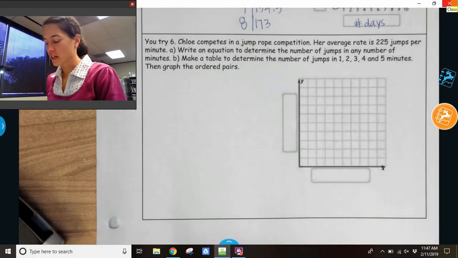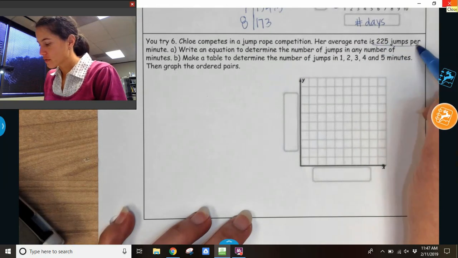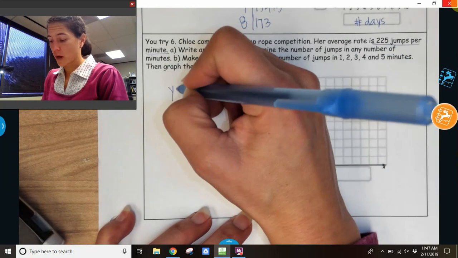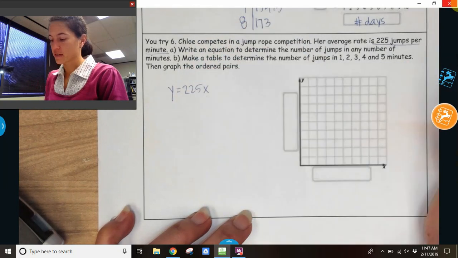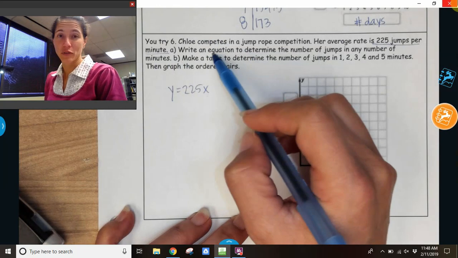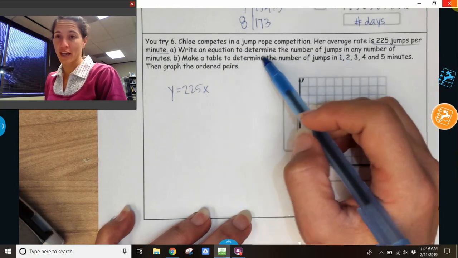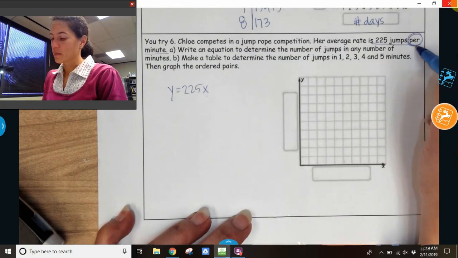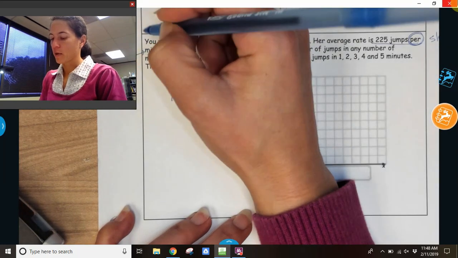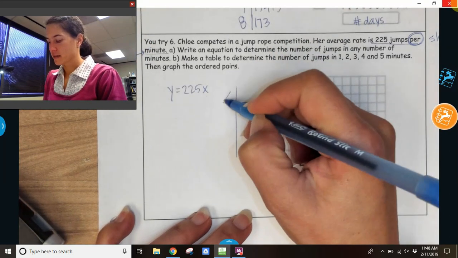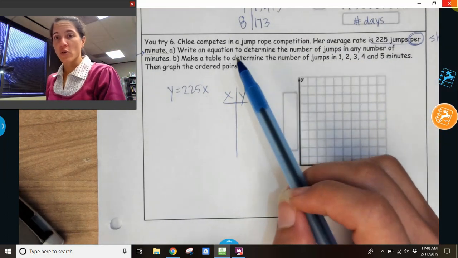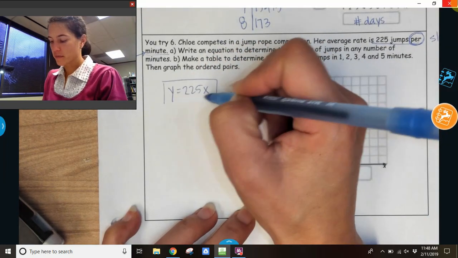All right, Chloe jumps. Her average rate is per minute. Okay, so there is no y-intercept in this one. So y equals 225x, number of jumps in any minutes. It didn't tell me what variables to use, so I'm just using y and x. Because it says jumps per minute, I know that's my slope, and per minute is my x, and the number of jumps would be my y. So here's my equation.